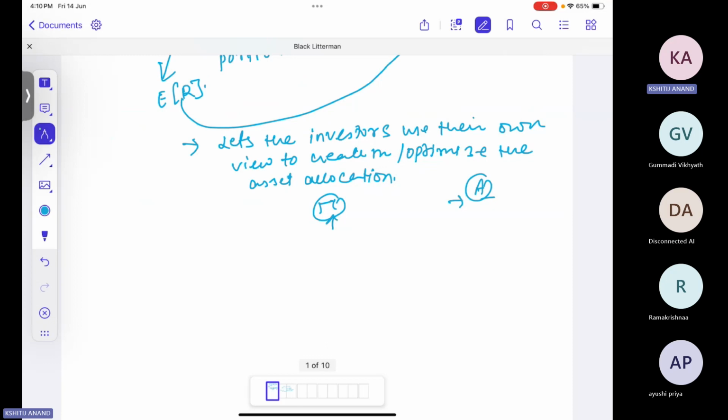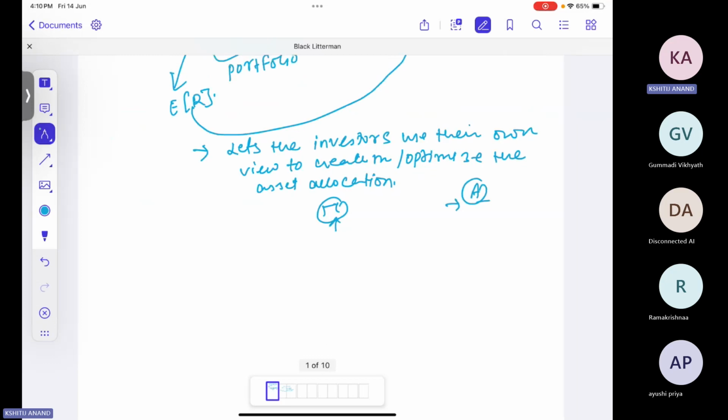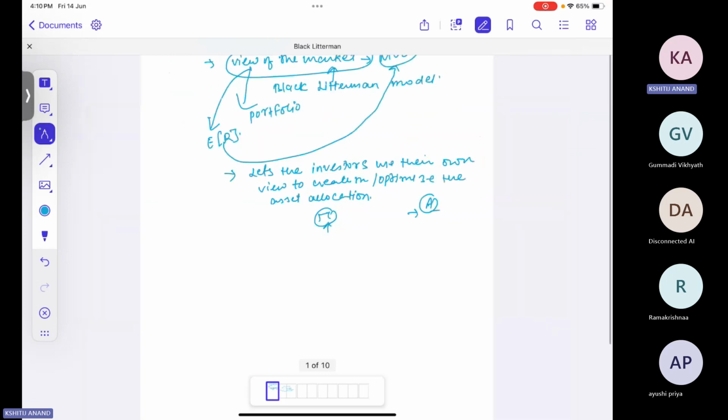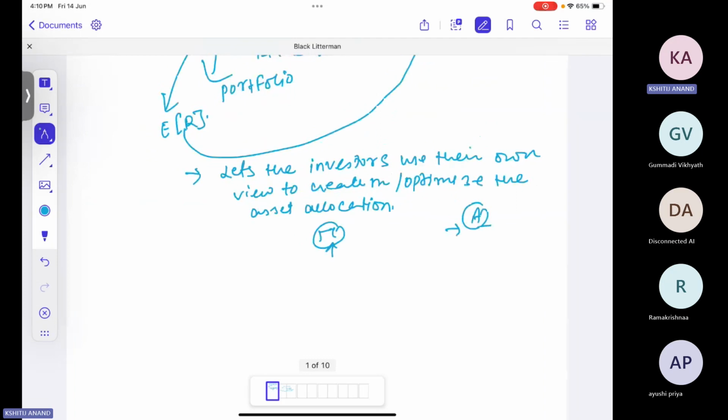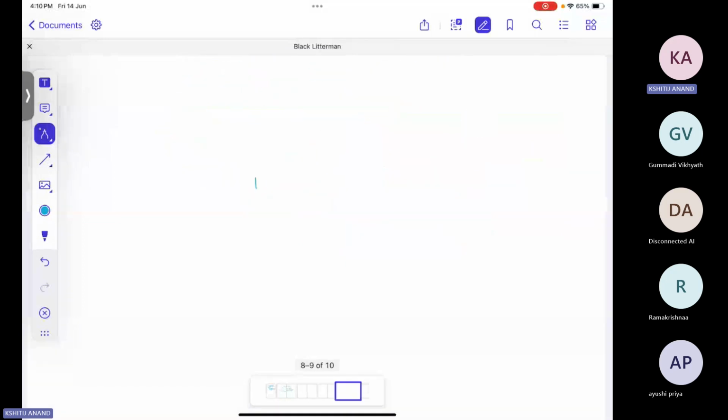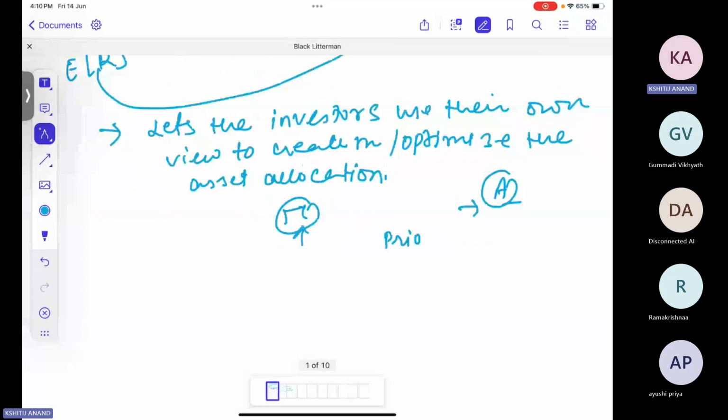So this is one of the great uses of the Black-Litterman model. It allows you to use your own view to create a portfolio. If you have a future outlook of any asset, then you can use that future outlook to create a portfolio. So basically, you have a prior distribution. Prior distribution means the return matrix of the assets that you have from historical data or somewhere else.